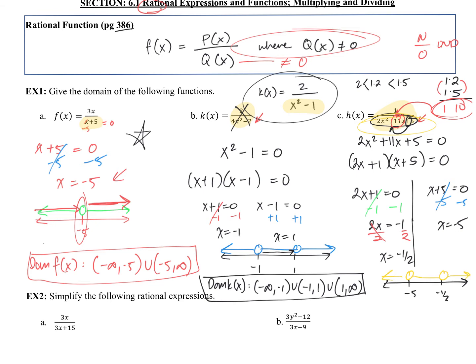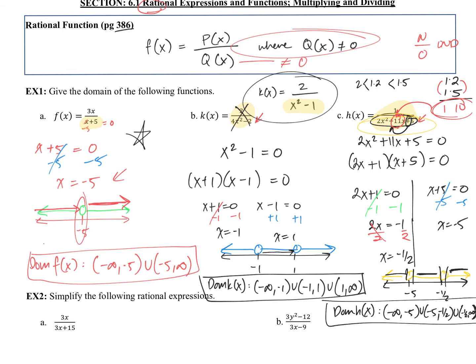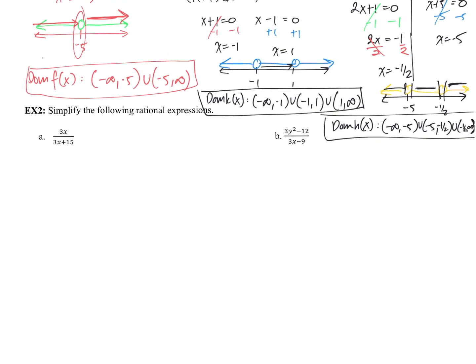So my domain, once again, sorry for the lack of space, domain of h of x is going to be negative infinity to negative 5. Boop, take out the negative 5. Union negative 5 to negative half, right in there, and then take out negative half, and then we continue on. So negative half to positive infinity, and open parentheses at the end. And box our answers. Okay, so that is how you find the domain. Set the denominator equal to 0, solve, and then those numbers that you get are the ones you take out of your interval.